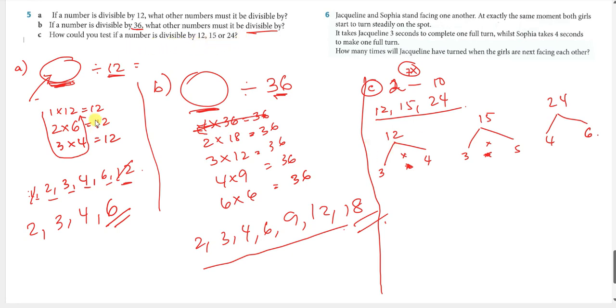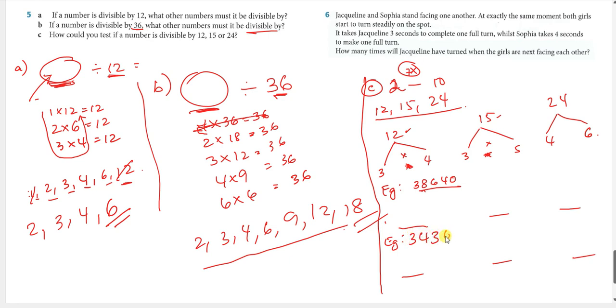Let's check with an example. Let's say the first example is 38640. We have to check if it is divisible by 12, 15, and 24. So we write the answers here: yes, yes, yes. This is another example. The other example we have is 3436.